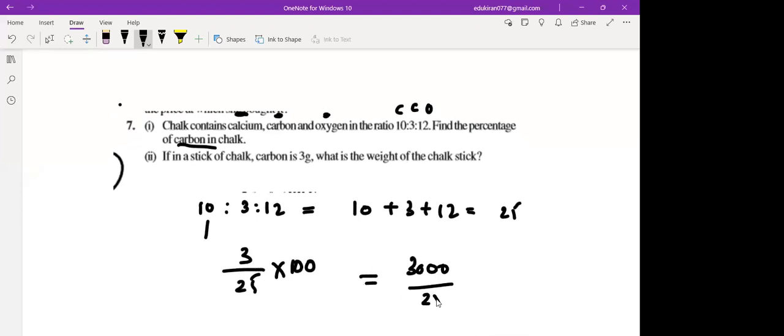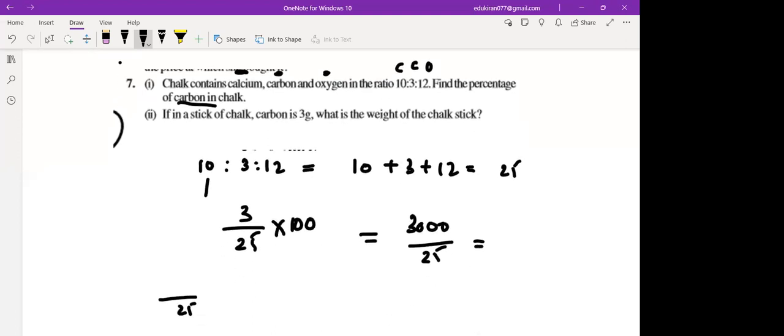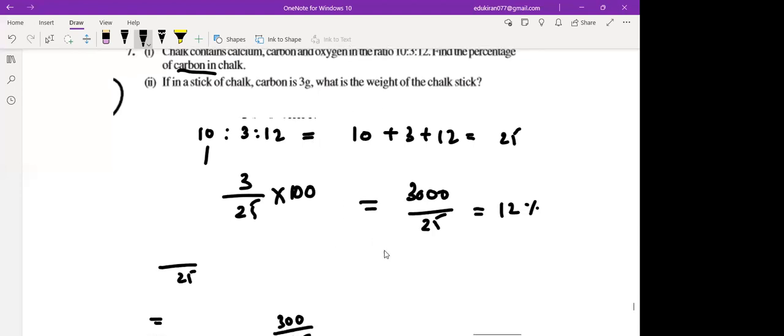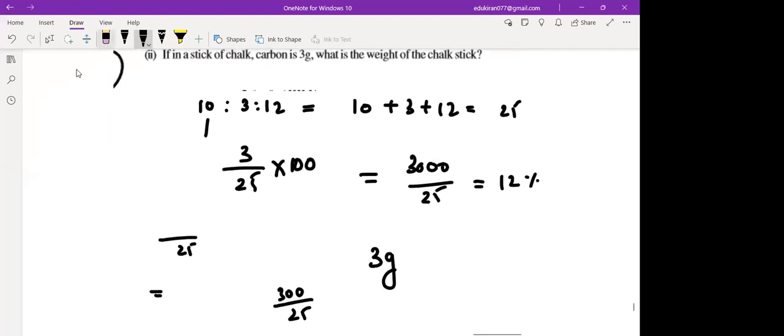So it would be 300 divided by 25. What will you get? 12%. Yes, 12%. Now the second part says, in a stick of chalk, carbon is 3 grams. What will be the weight of the chalk stick? Over here, if in a stick the carbon is 3 grams, you have to find the weight. So how do I do it, ma'am? Basically, you don't know the weight.